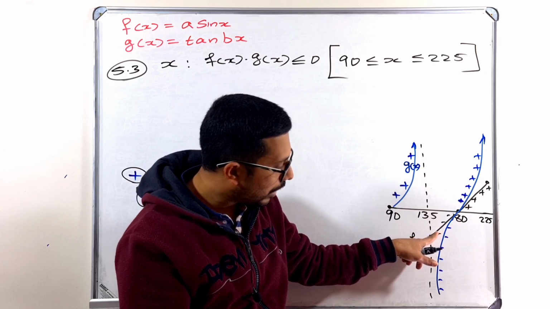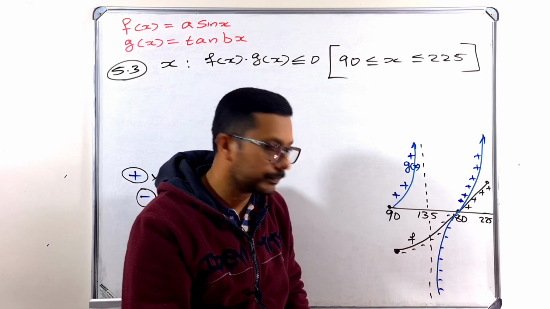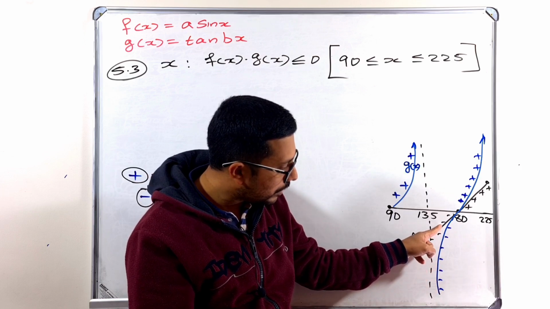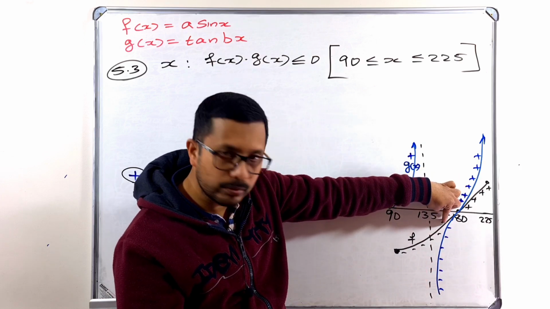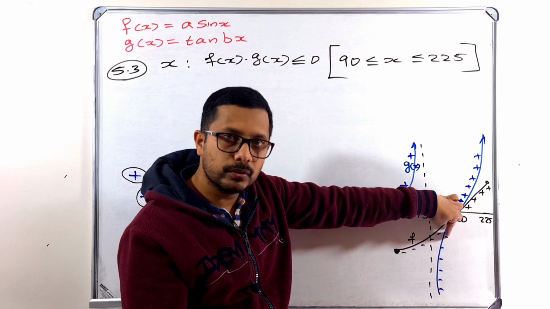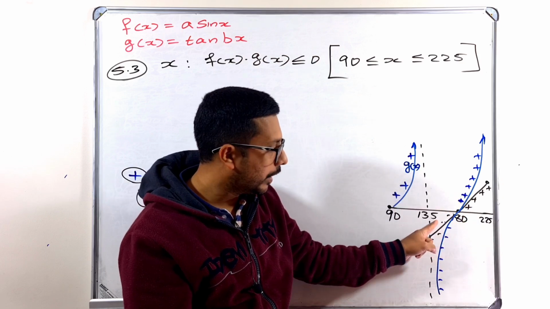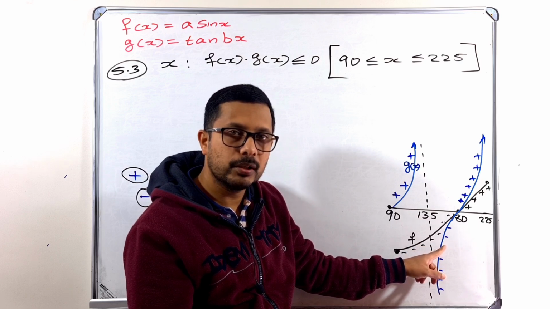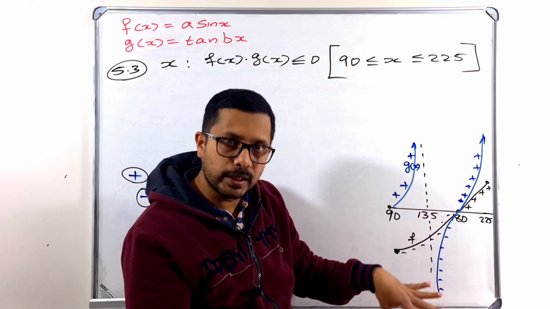But look at this one. After 135, what is happening? This is negative. The black graph is negative, below the x-axis. The blue graph is also negative. Am I right? Below the x-axis. That means negative times negative is positive. We don't want that. We want one to be positive and one to be negative, like that.